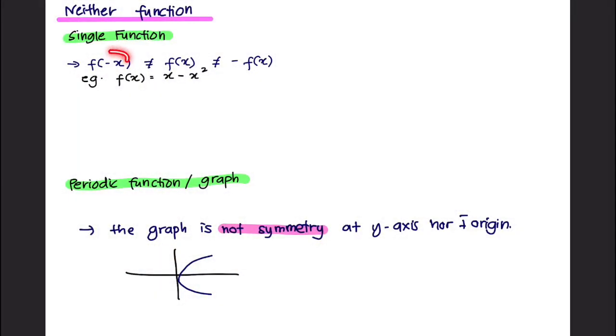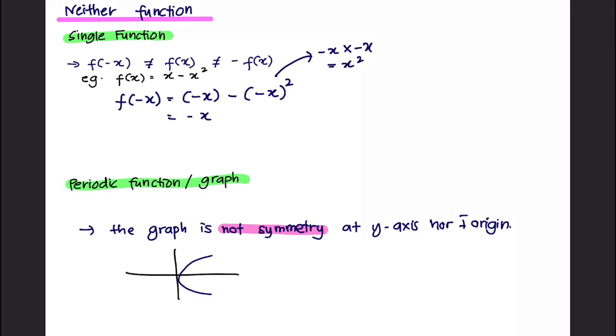For a neither function, f(-x) is not equal to f(x) and also not equal to -f(x). Okay, look at this example. Substitute negative x here. Put negative x in brackets. This one also has (-x) squared. Then try to simplify. (-x) squared: negative x multiplied by negative x is x squared. So you get -x squared.